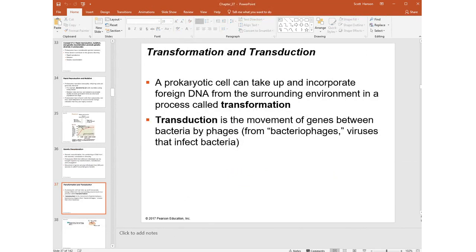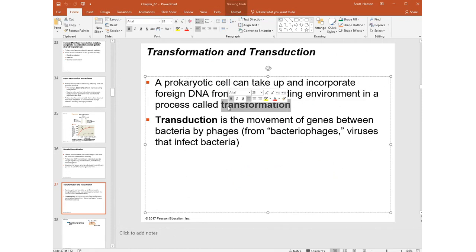A prokaryotic cell can take up and incorporate foreign DNA from the surrounding environment in a process called transformation. So they find foreign DNA floating around by itself and just take it up and transform themselves. Transduction then is the movement of genes between bacteria, moving them from one bacterium to another via phages, bacteriophages that we looked at in chapter 19. Remember, bacteriophages are viruses that infect bacteria.